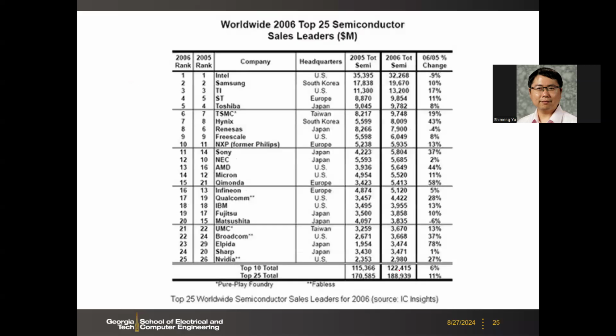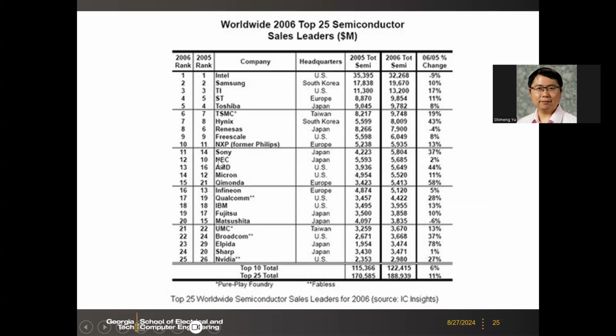Okay, so then let's look at some historical trends in terms of semiconductor sales revenue. This was back in 2006. Here are the top 25 companies in terms of revenue. At that time, you see that Intel was number one, Samsung was number two, then TI, ST Microelectronics, which is based in France and Italy, and then Toshiba, and then TSMC, and so on.